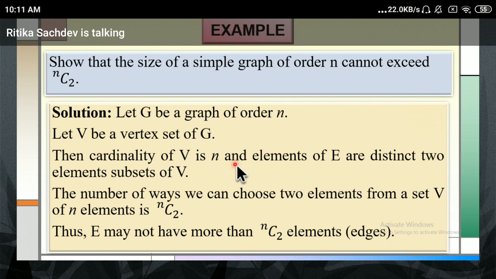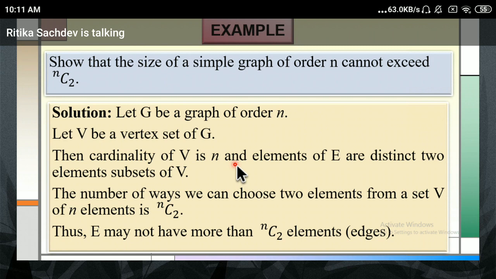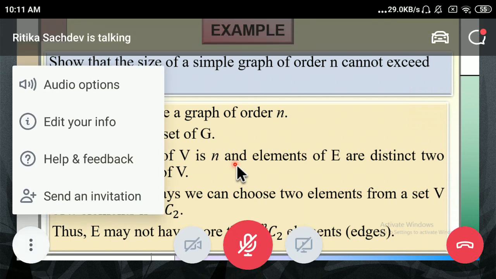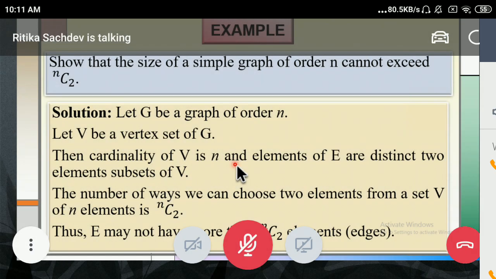Now, if you write down NC2 using your definition, you will get n factorial upon 2 factorial into n minus 2 factorial. And when you simplify that, you will get n into n minus 1 by 2. And that is what we had proved earlier also, that the maximum number of edges which a simple graph of n vertices can have is n into n minus 1 by 2.